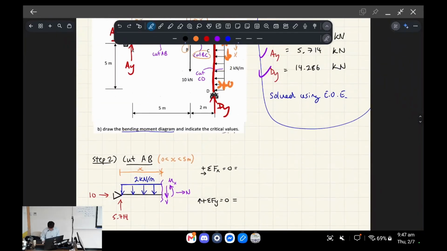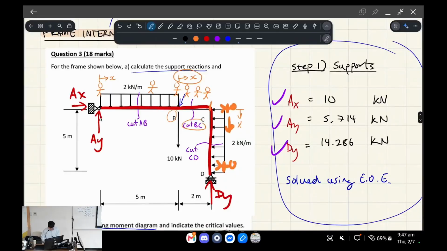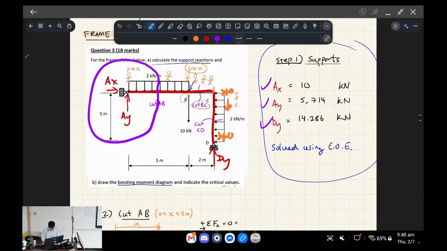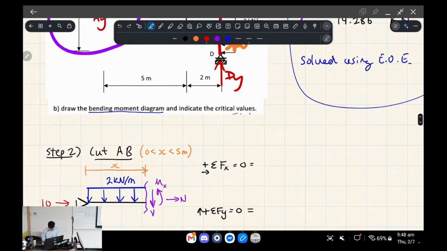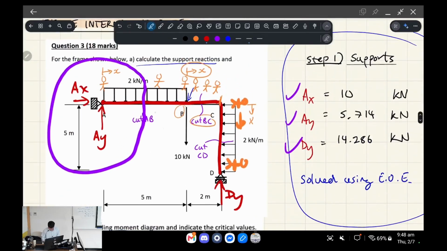Let's start with the easiest cut. So we're doing the left-hand side notation. In other words, we're going to consider everything starting from the left here, and we're going to make a new free body diagram for it, and that's this, okay? So what I'm saying here is that there is a cut, and it's moving from point A to point B, where X is in the domain of X equal to 0 over here, and then X equal to 5. This is the line equation that I'm describing, okay?